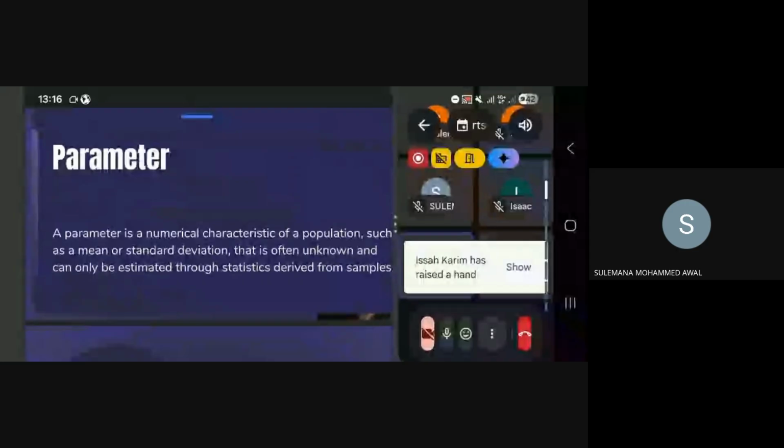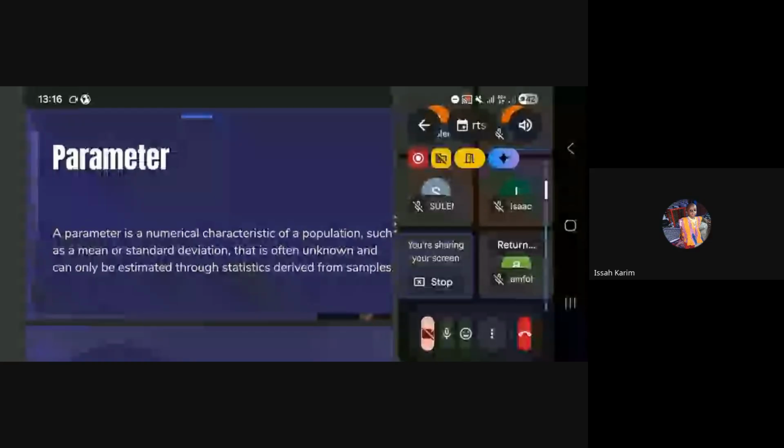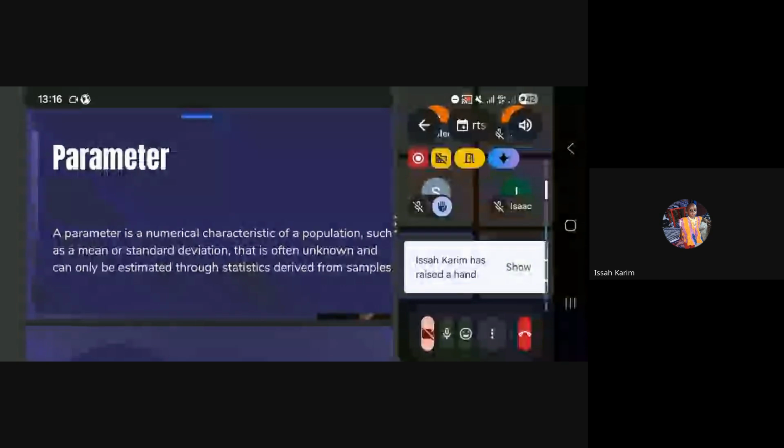The mean. Isa, your hand is up. I was saying that a parameter is a fixed numerical value that describes a characteristic of an entire population. Excellent.